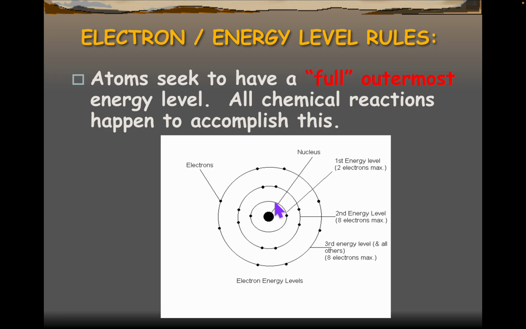So let's just take a look at what we're seeing here. We have 2 electrons in the first one. And then you can see 1, 2, 3, 4, 5, 6, 7, 8 out here. This has a full outer orbital. This is not going to want to react with anything because it's already full. Okay?